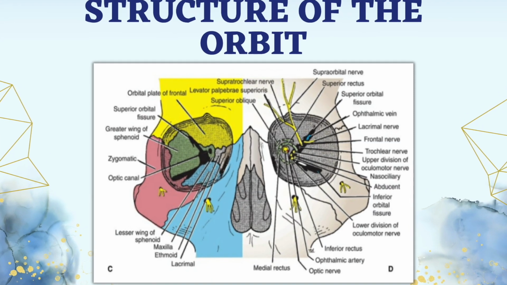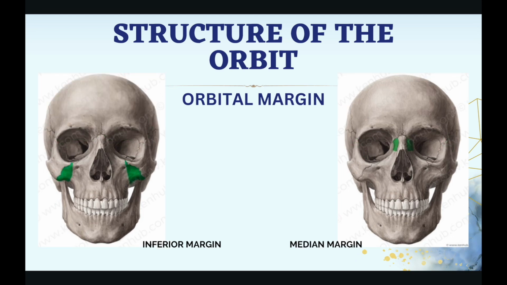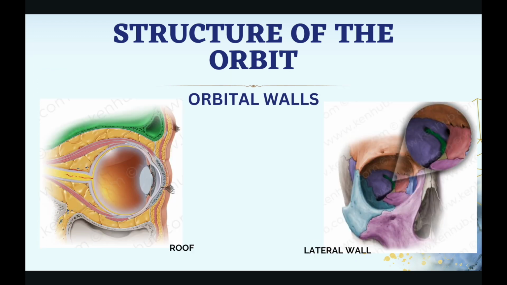Foremost, let's talk about the structure of the orbit. The superior margin is delineated by the frontal bone, whereas the lateral margin is presented with the processes of the frontal and zygomatic bones. The zygomatic bone and the maxilla compose the inferior margin, unlike the medial margin, which is comprised of the processes of the maxilla and the frontal bone.